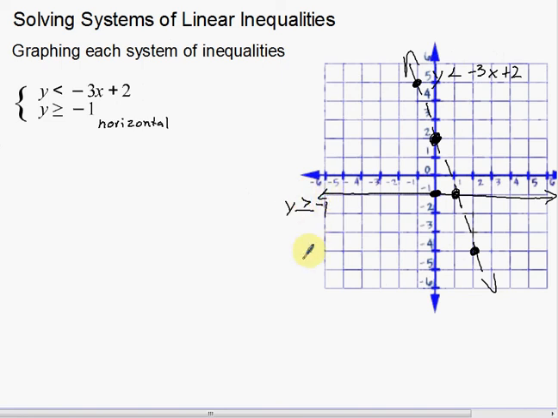Okay, so now I've got to figure out where to shade. So I've got my four regions. We'll call this region 1. Call this region 2. Call this one over here region 3. Call this one region 4. Okay, so what we'll do here is figure out where to shade.